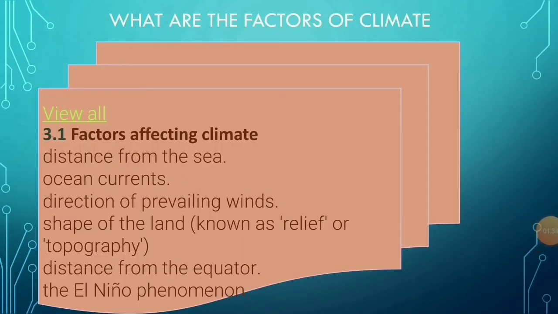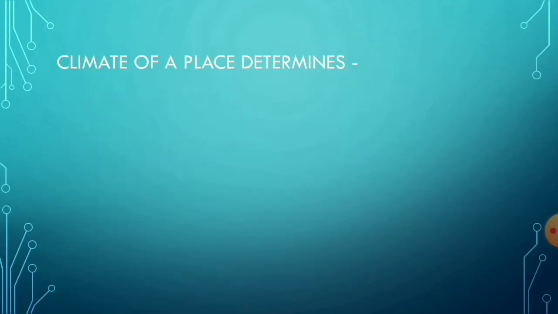Friends, now let's learn about the factors of climate. The factors of the climate are distance from the sea, ocean currents, direction of prevailing winds, shape of the land known as relief or topography, distance from the equator, and the phenomenon.